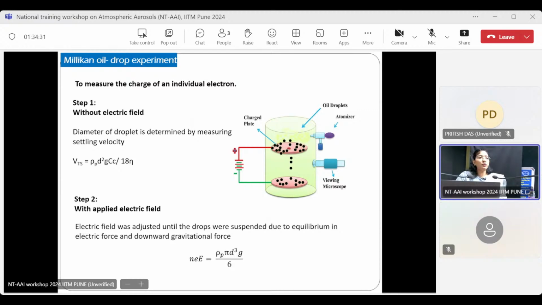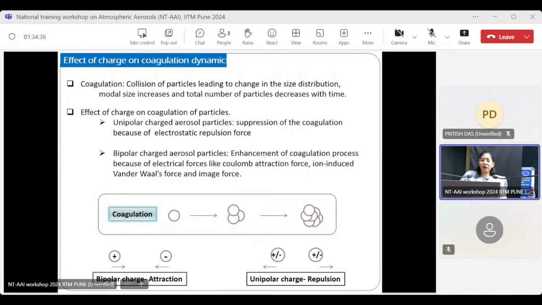Now we will see a few effects of charge, the application. One is the effect of charge on the coagulation dynamics. So what is coagulation? Coagulation is basically the collision of two particles. When they collide, they stick, and because of their addition, the size will increase and the concentration will decrease. So the charge on the particle will affect the coagulation also. If the particles are of opposite charge, they will repel each other and decrease the coagulation. And if they are of similar charge, they will attract and will increase the coagulation rate.